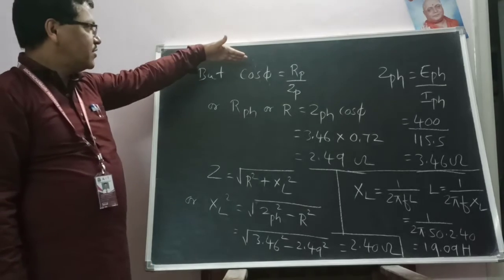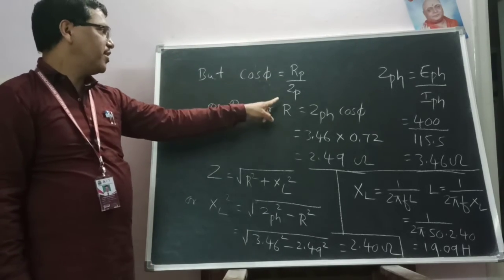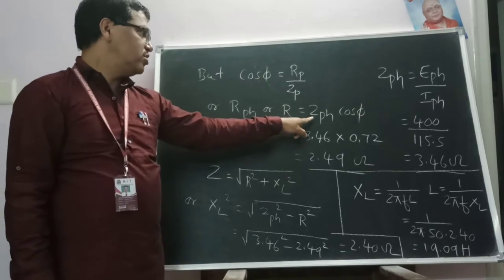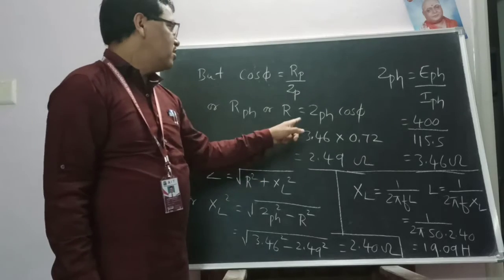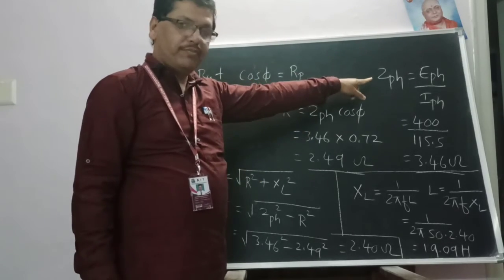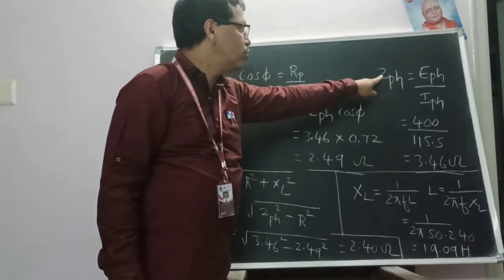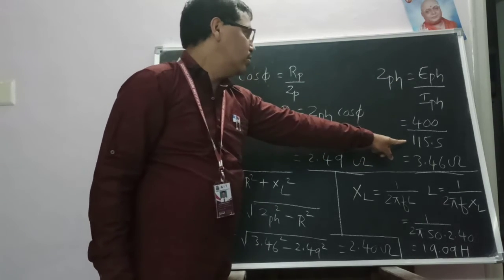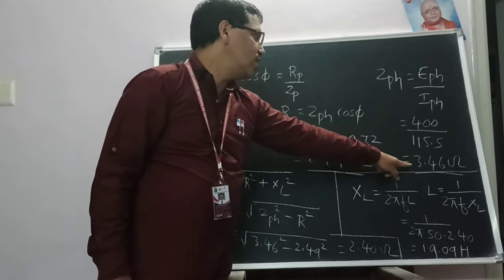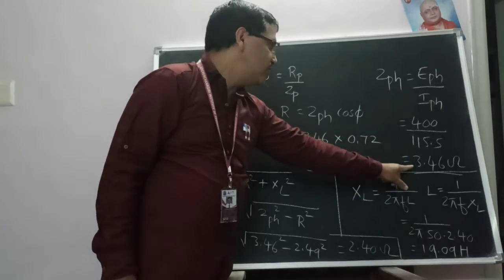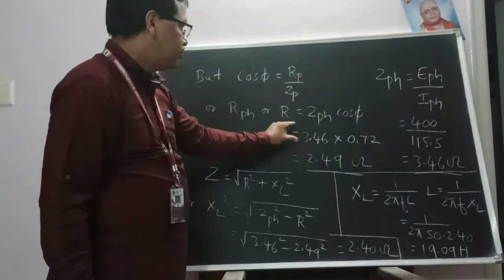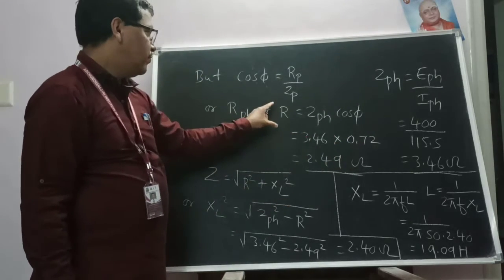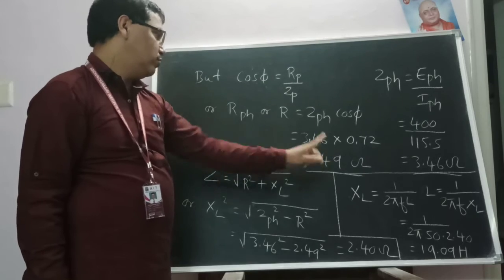But cos phi is equal to R phase divided by Z phase, or R is equal to Z phase cos phi. The value of Z phase we already know: Z phase is equal to E phase divided by I phase. E phase is 400, I phase is 115.5, answer is 3.46 ohms. This Z phase of 3.46 ohms we substitute here, 3.46 into cos phi 0.72, so the value of R is 2.49 ohms.